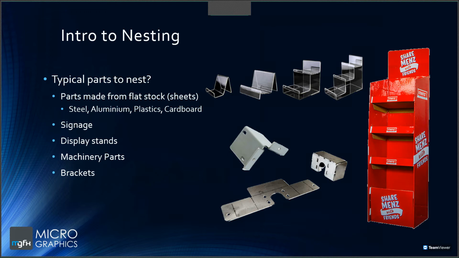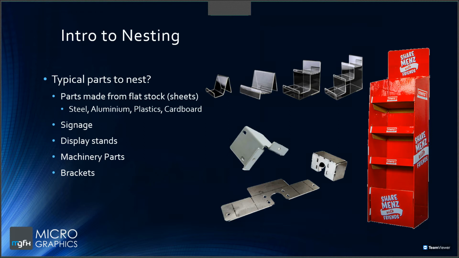Many components can be made from flat stock, whether it is steel, plastic, cardboard, or even leather. We can consider various types of materials. And here we have a few examples on the slide of display stands made from plastic and cardboard, as well as some sheet metal components, which could be part of a much larger machine. And if there were multiples of these sheet metal components, we would want to be able to nest them onto the same material sheets.